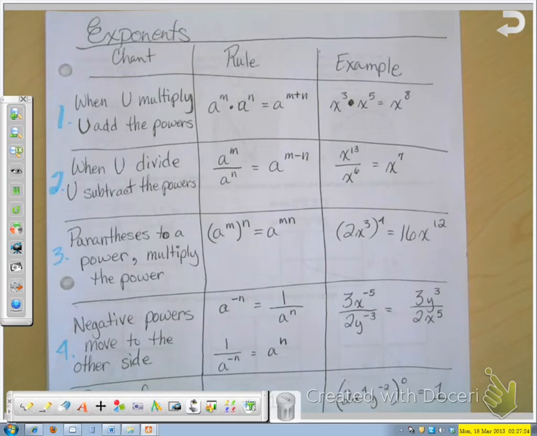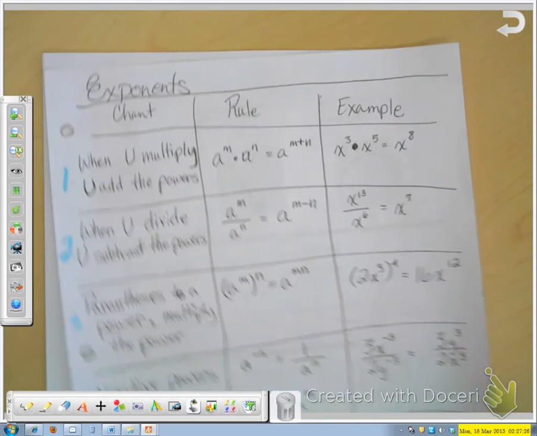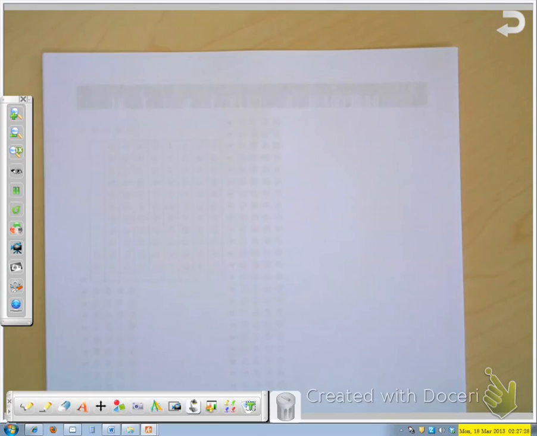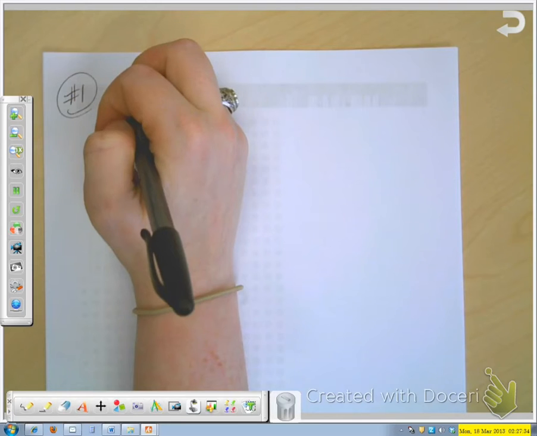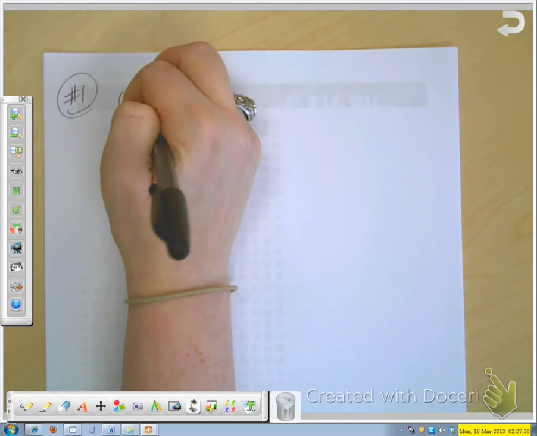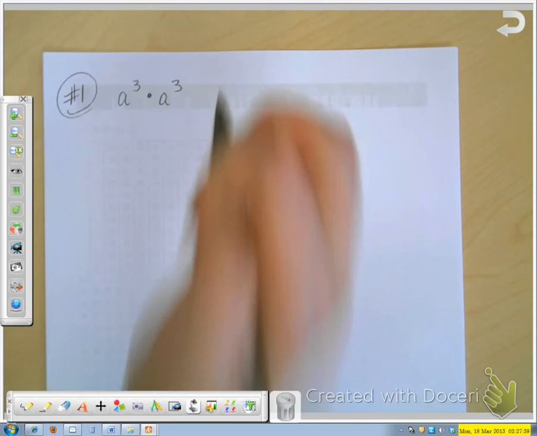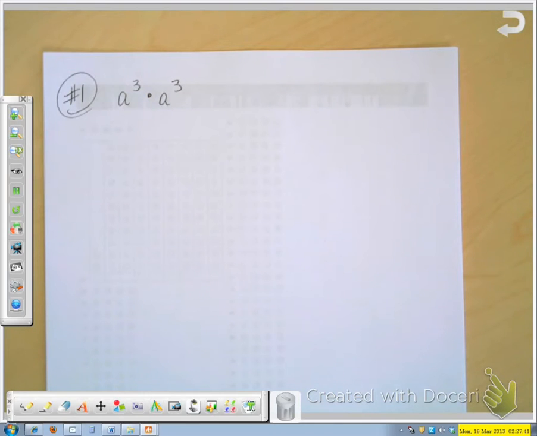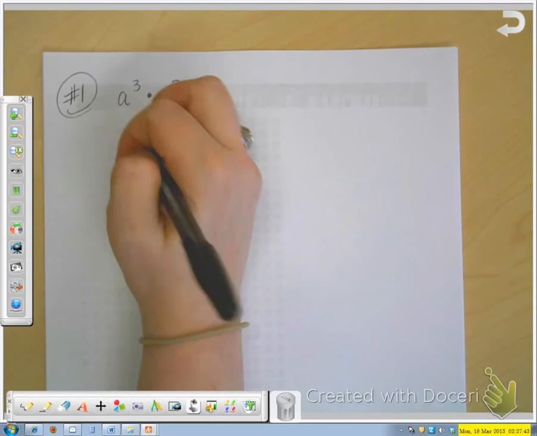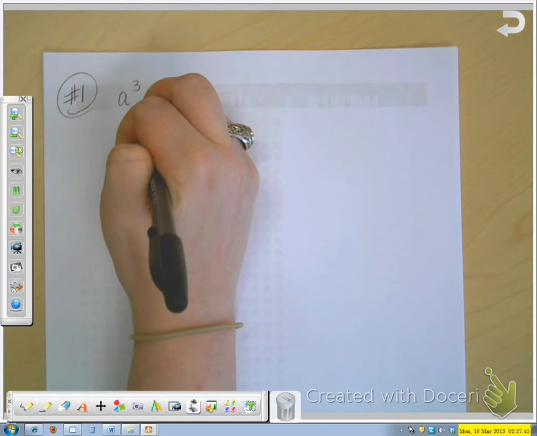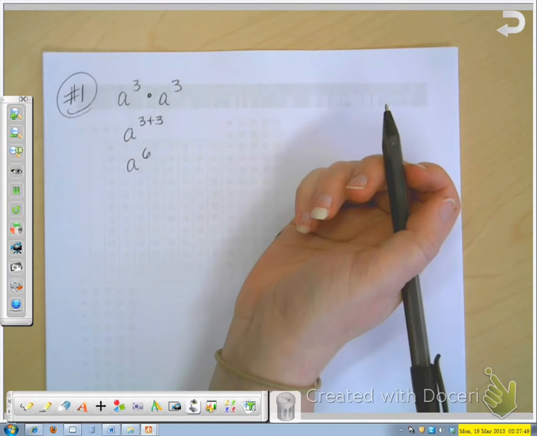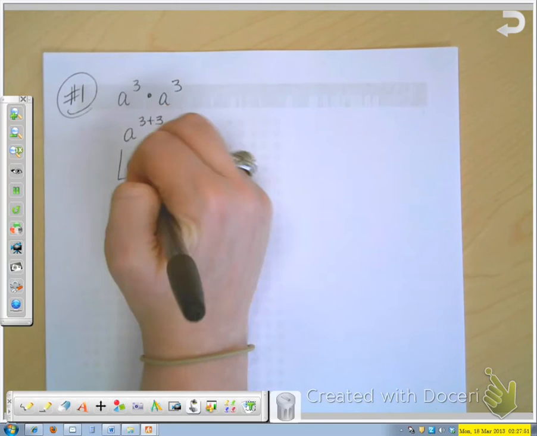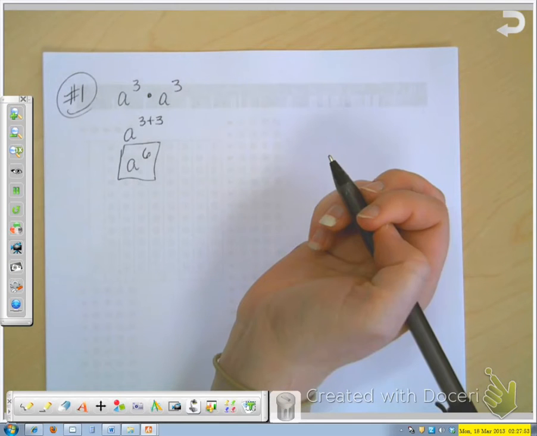So we have a few example problems that we are going to do in order to make sure that we understand this process. So if I look at part 1, we're actually going to look at number 1. Number 1, I have an x cubed times an x cubed. So I notice I do not have parentheses in this. I'm just multiplying. So when I multiply, I add my exponents. So x to the 3 plus 3 would give me x to the 6th.